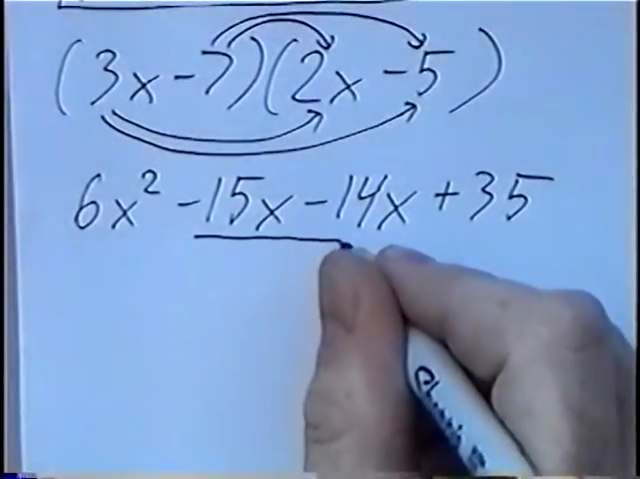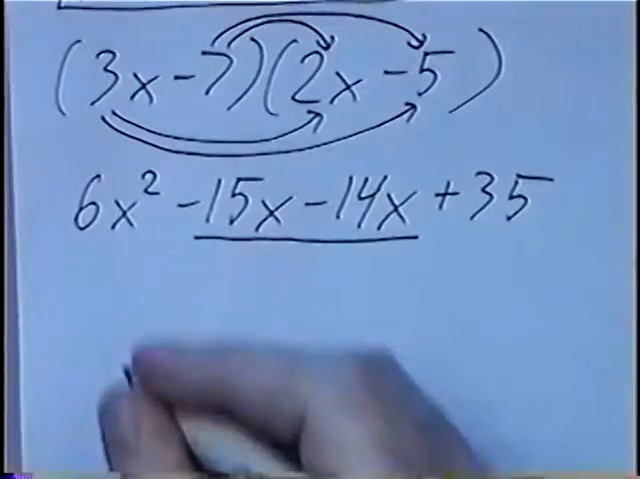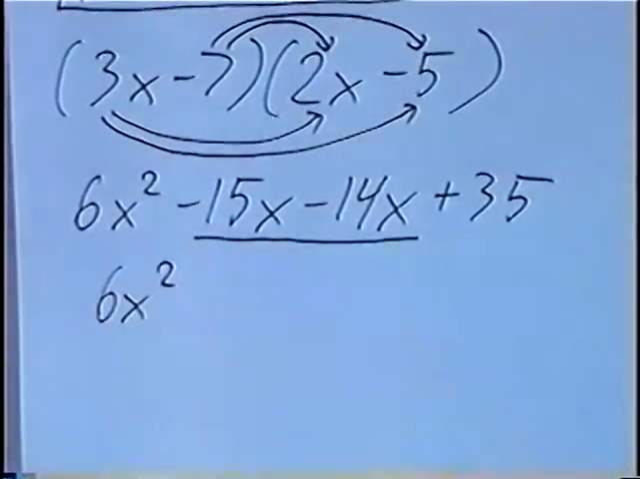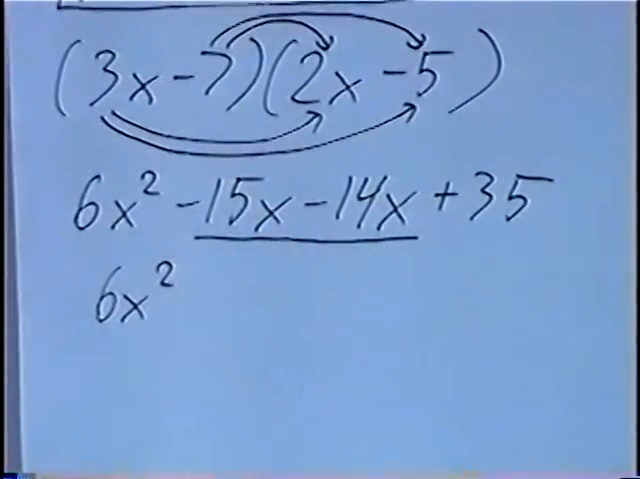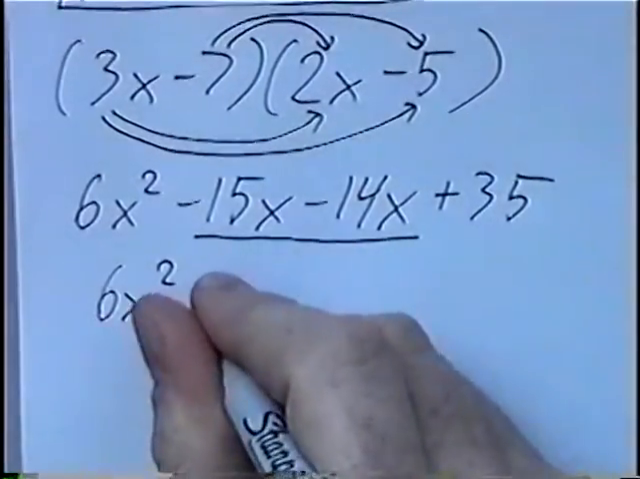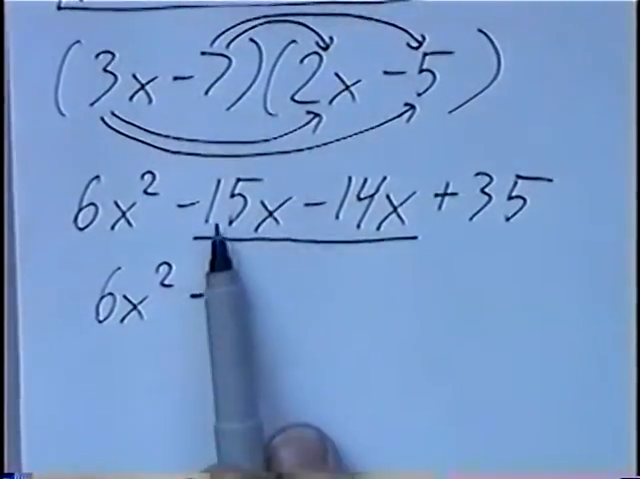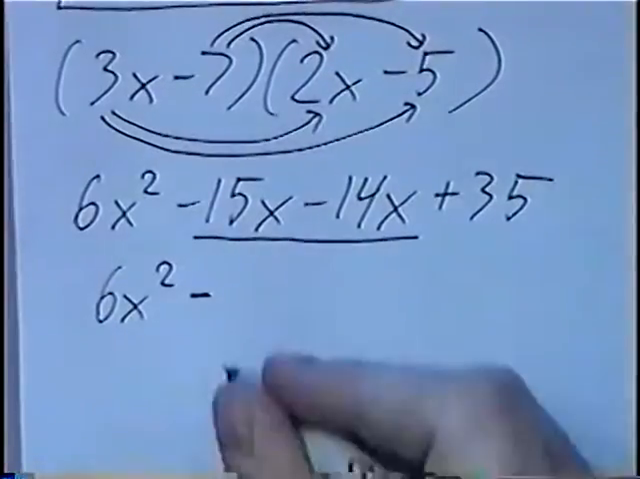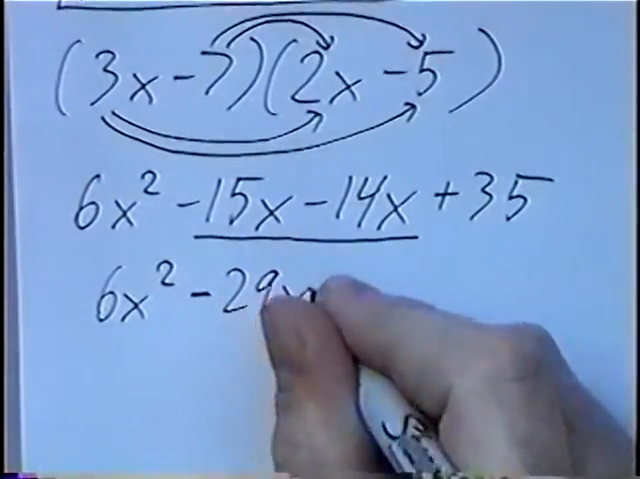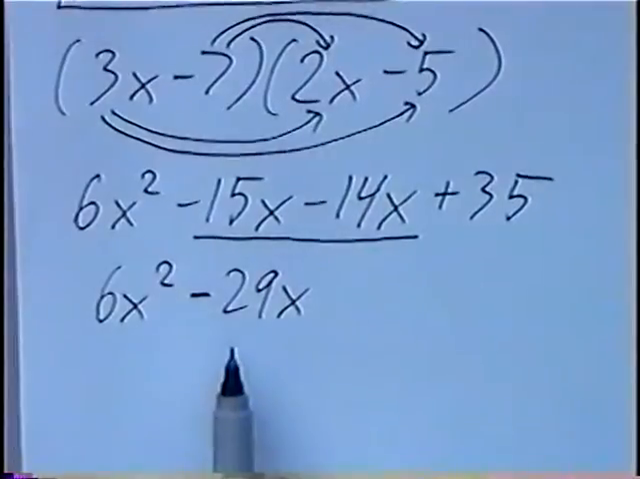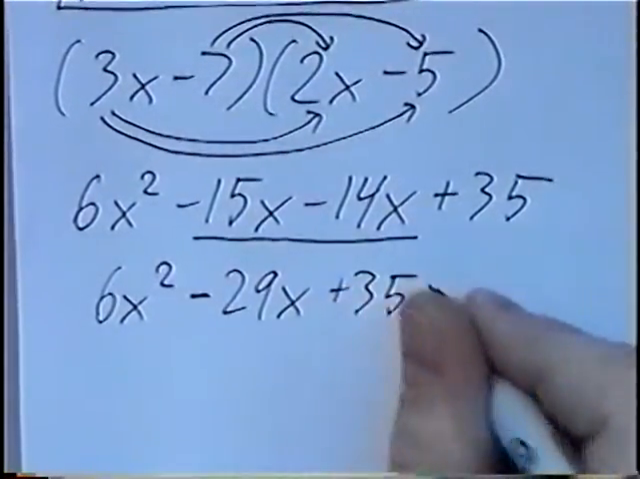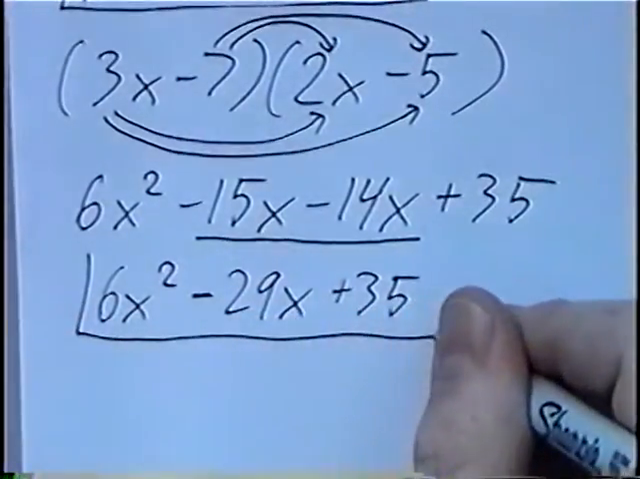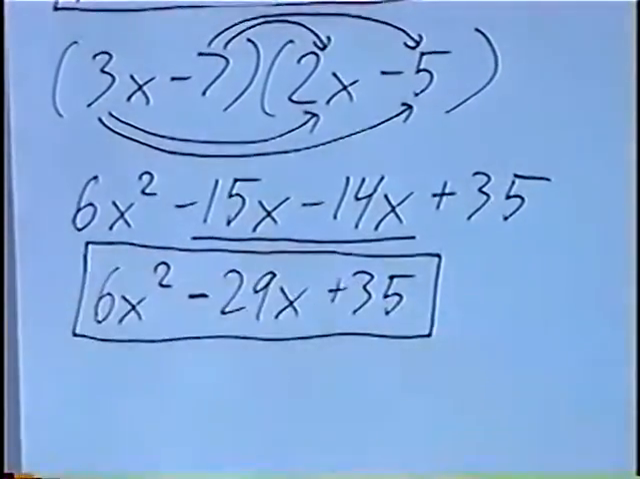Combining the like terms again, which are usually the middle two terms, 6x squared stays the same, minus 15x minus 14x. If you have the same signs, both minus, we can add the terms and leave it as a minus or negative. 15 plus 14 will be 29. So negative 15x minus 14x would be negative 29x plus 35. So our final answer, 6x squared minus 29x plus 35.